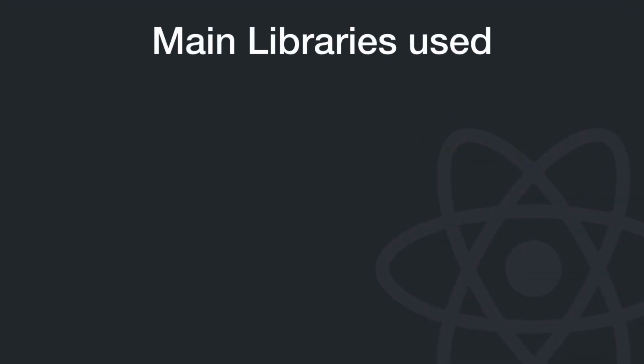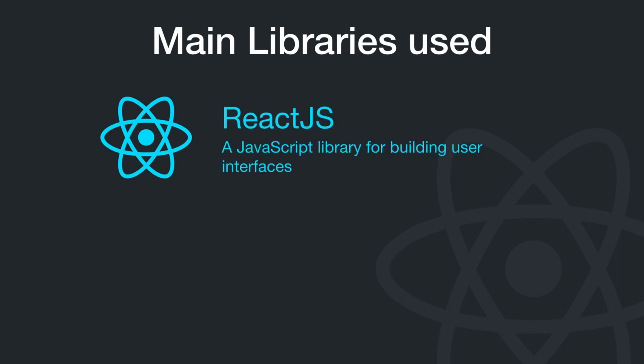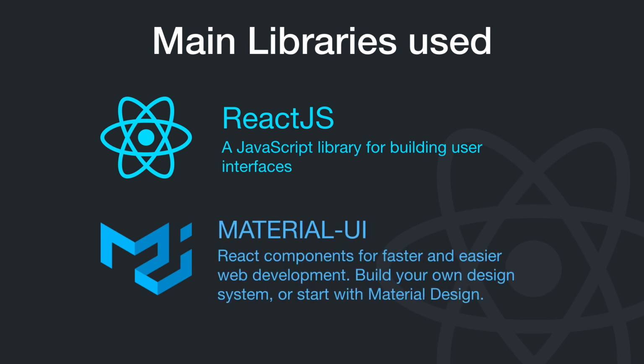Now the main library used is ReactJS, which is a JavaScript library for building user interfaces, and the second library is Material UI, which provides pre-built React components that we can customize, and it is based on Material Design by Google.